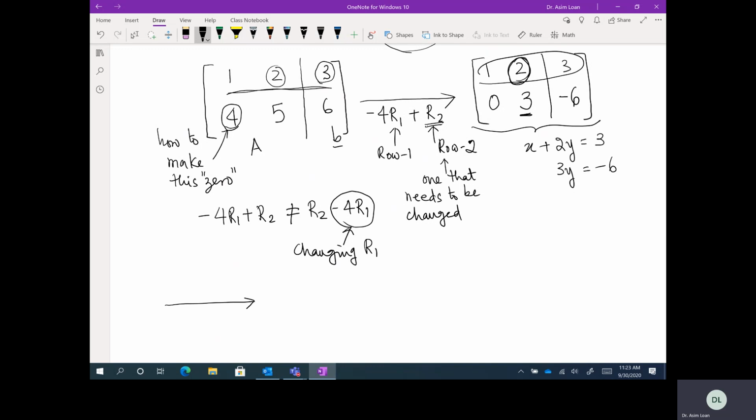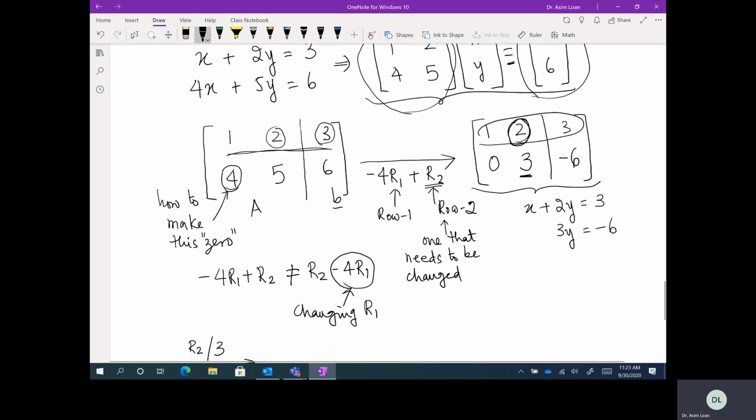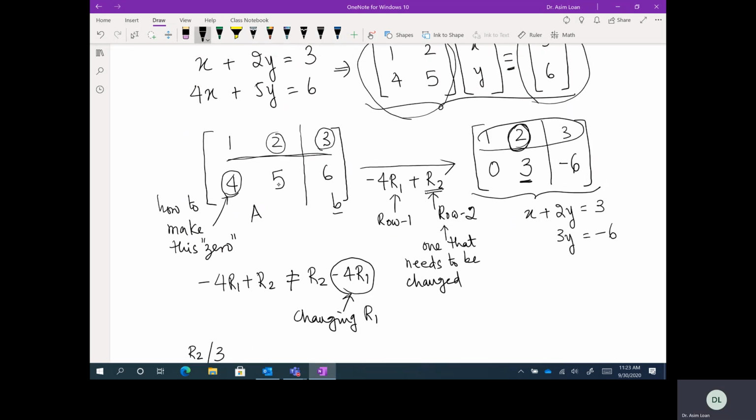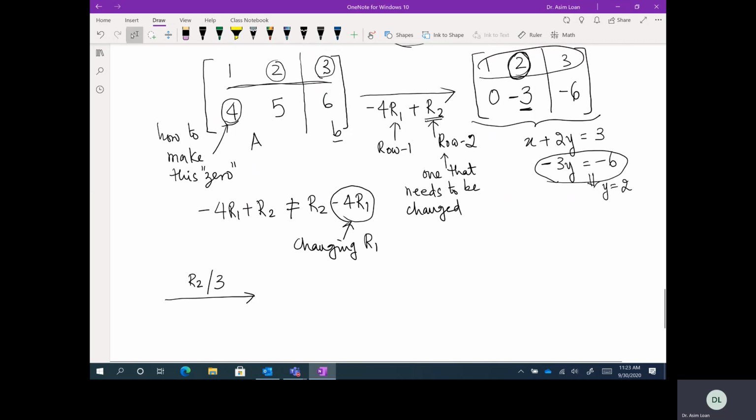So what I will do is row 2 divided by 3. I'm sorry, this is minus 3. So this is minus 8 plus 5, so this is minus 3. So minus 3y is equal to minus 6, which is the same as before, but I'm going to simplify it further. So when I do row 2 divided by 3, this simply means this equation is divided by minus 3.